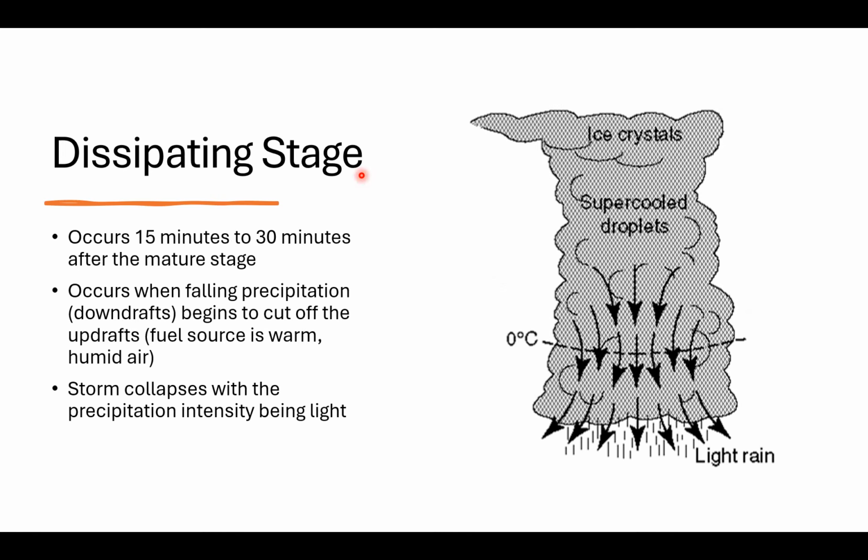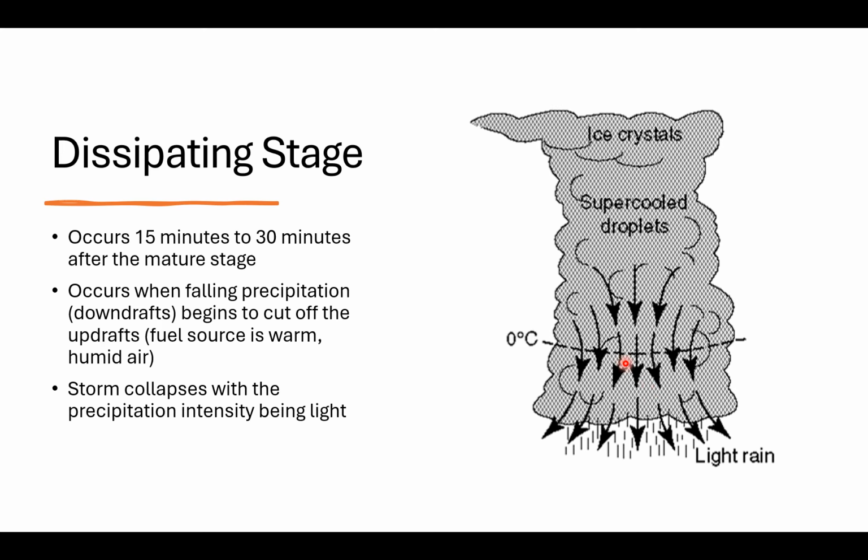Finally, we talk about the dissipating stage. Now, this is the final stage of the thunderstorm life cycle in general. It generally occurs 15 to 30 minutes after the mature stage, and it generally is going to be dominated solely by downdraft. See the downward directed black arrows here in the diagram on the right? So completely downdraft at this point.